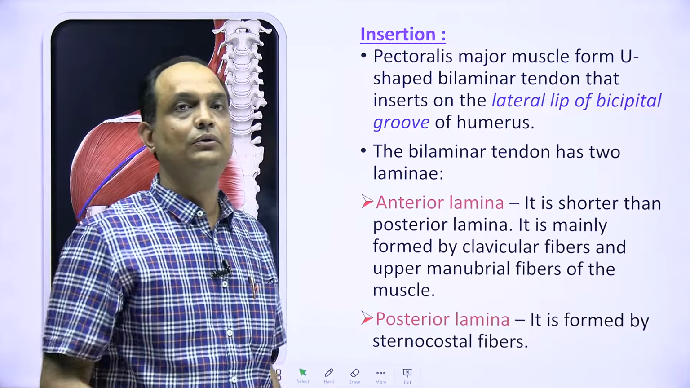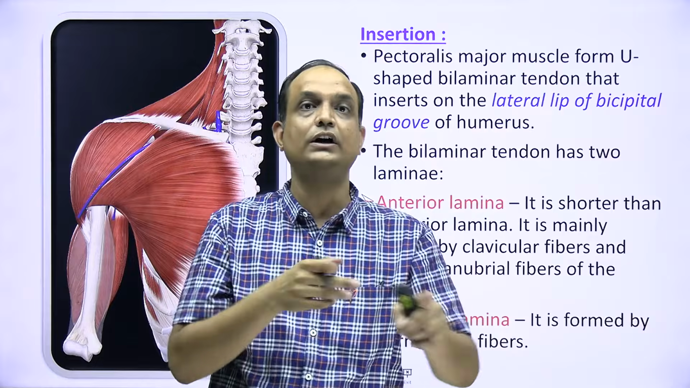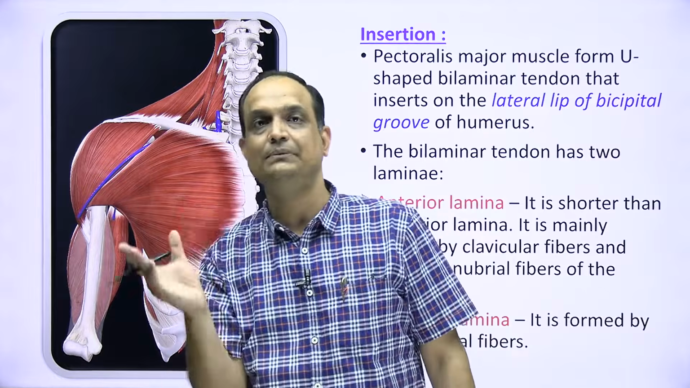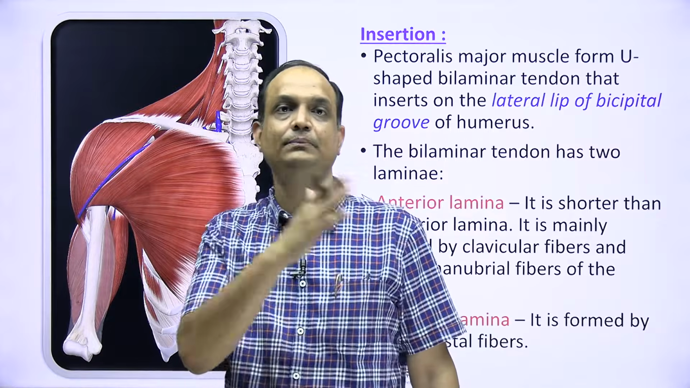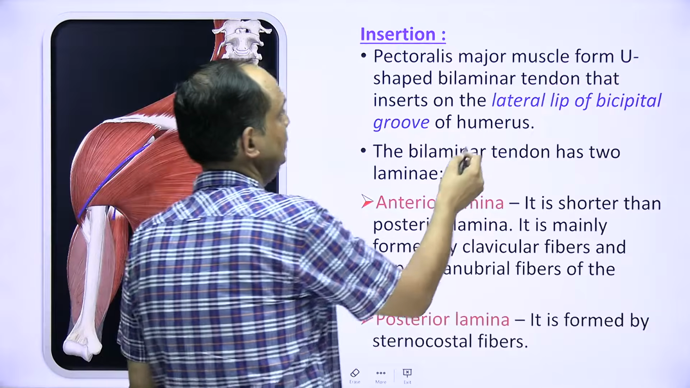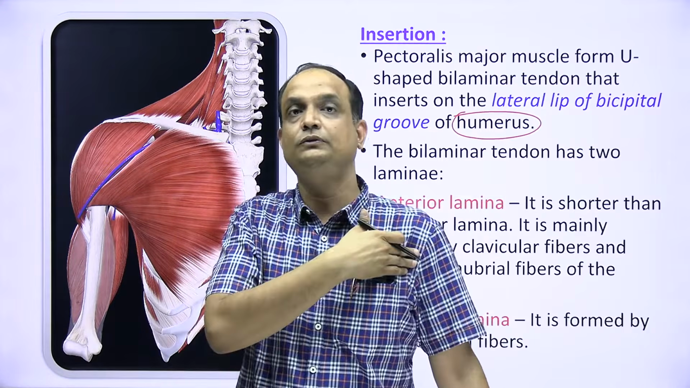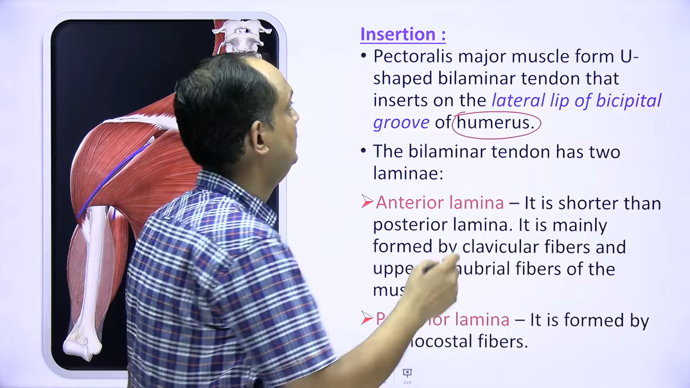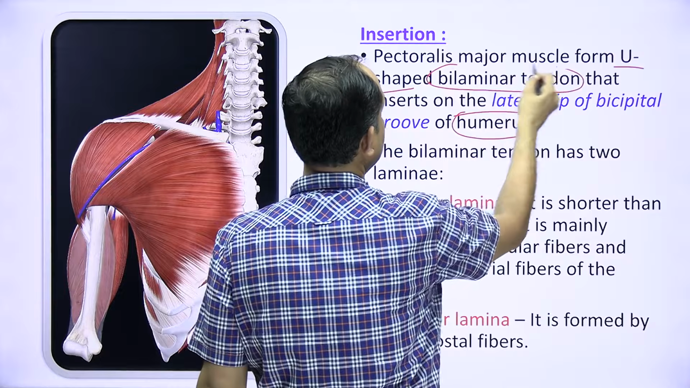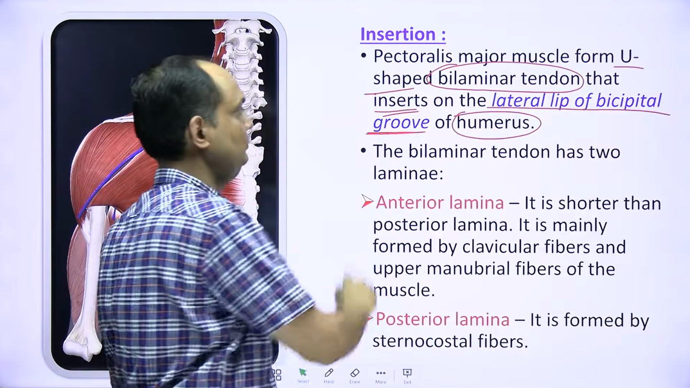As I already told you, it is a fan shaped muscle. So, the origin is big and it converges laterally, and it has a small insertion as compared to the origin. The insertion is on the humerus. When it approaches the humerus for the insertion, it narrows down and forms a U-shaped bilaminar tendon, and that is going to insert on the lateral lip of the bicipital groove.